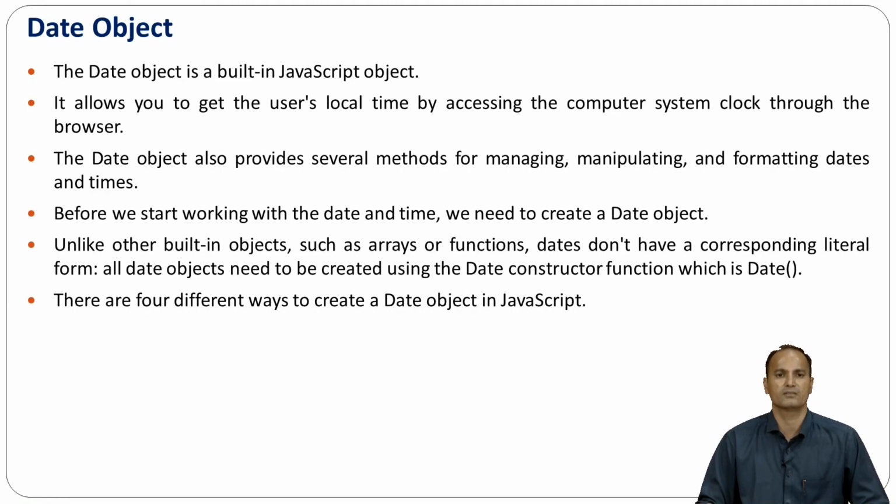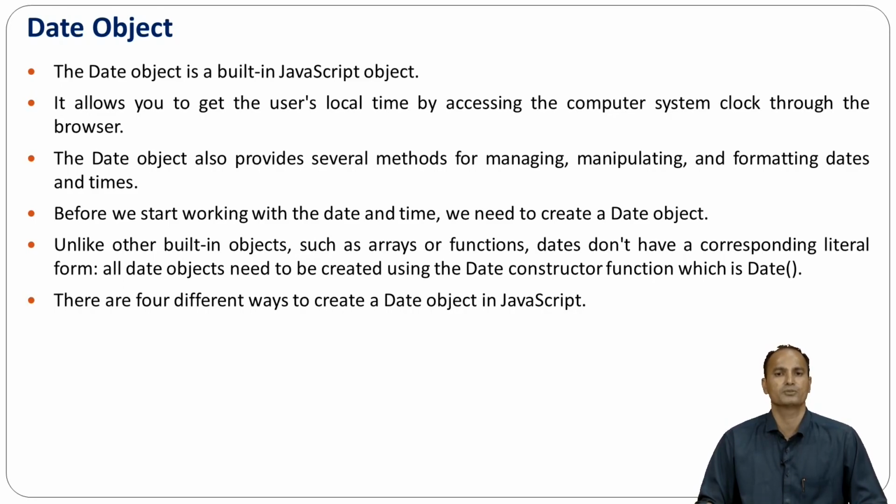Before we start working with the date and time, we need to create a date object. So first we need to have date objects, and then we can use these objects to manipulate different parts from the available dates in terms of date, year, month, time, hours, minutes, seconds, etc. We can extract it. Unlike other built-in objects such as arrays or functions, dates don't have a corresponding literal form. All date objects need to be created using the Date constructor function, which is Date.